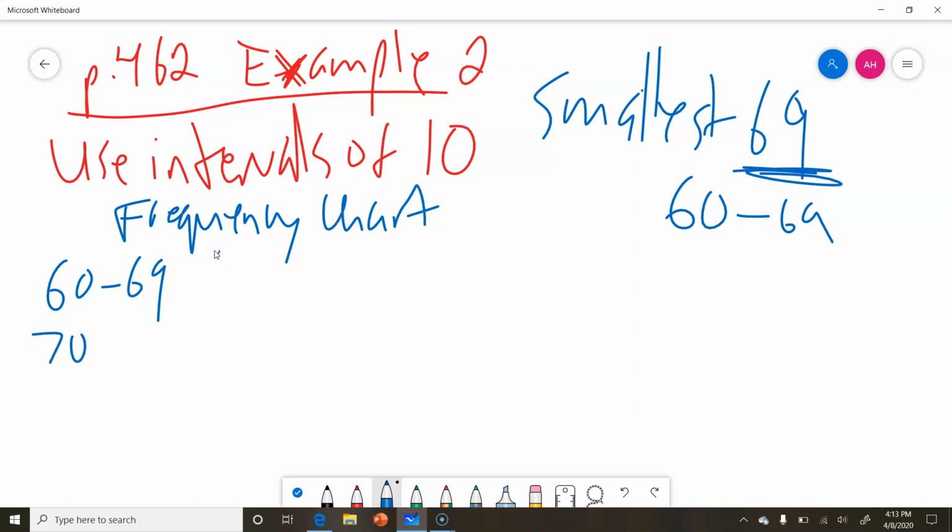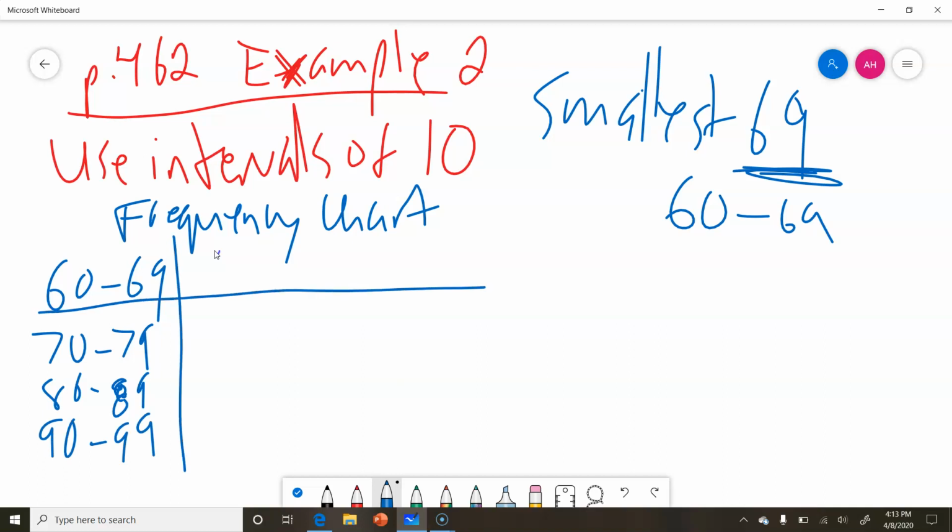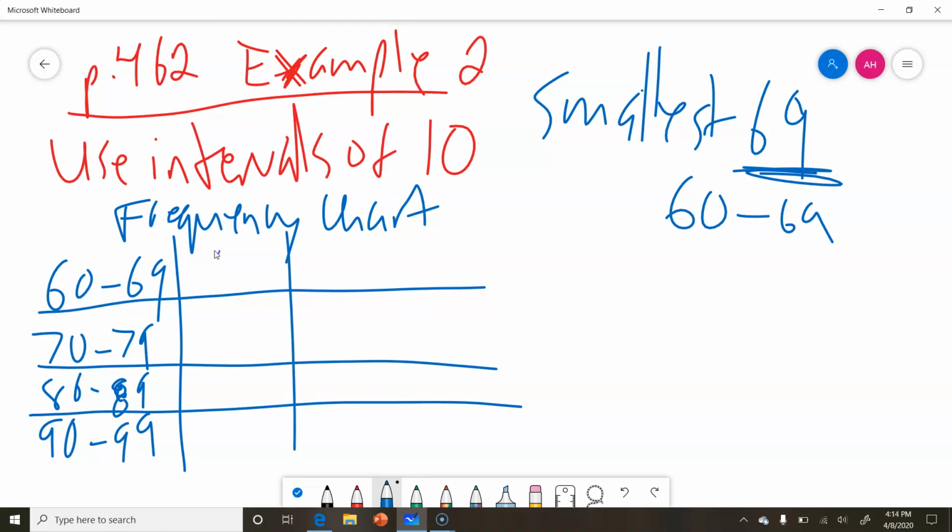Then we're going to have 70 to 79, 80 to 89, and then we're going to have 90 to 99. Okay? Now, in that, we need to say how many are in each. So we have to have the tally, and then we have to have the frequency. So how many are in there? Just one. So that's one frequency.